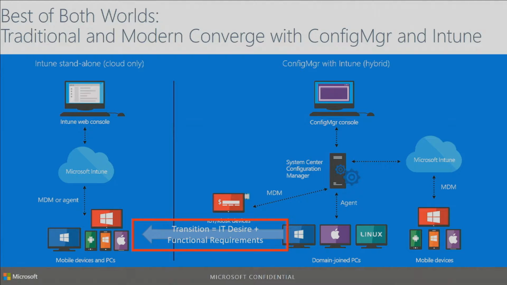So the transition matrix is really IT desire and functional requirements, which I talked about. How much do you want to get to that left-hand side, and how much are the functional requirements there? So that's really the bar that I could not put a timeline on. I couldn't say that's a 7-year process or a 7-month process, because it's going to be so variable. It's going to be a combination of you buying into this cost of ownership promise, buying into Windows 10, deploying Windows 10 at scale, and then having the functionality you need on that modern management side to get there.